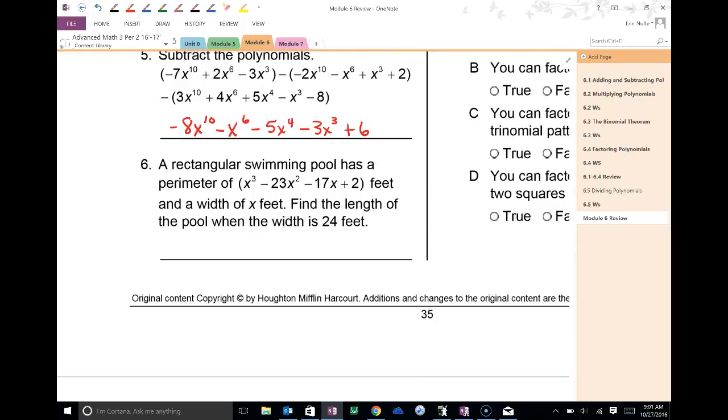Okay, number 6. A rectangular swimming pool has a perimeter of that many feet and a width of x. Find the length of the pool when the width is 24 feet. So you just plug in 24 for x. Oh no, wait. 24 is the width, right? It says the width of x, right? And the width is 24. So what do we start by doing? Okay, we do plug 24 into the x.